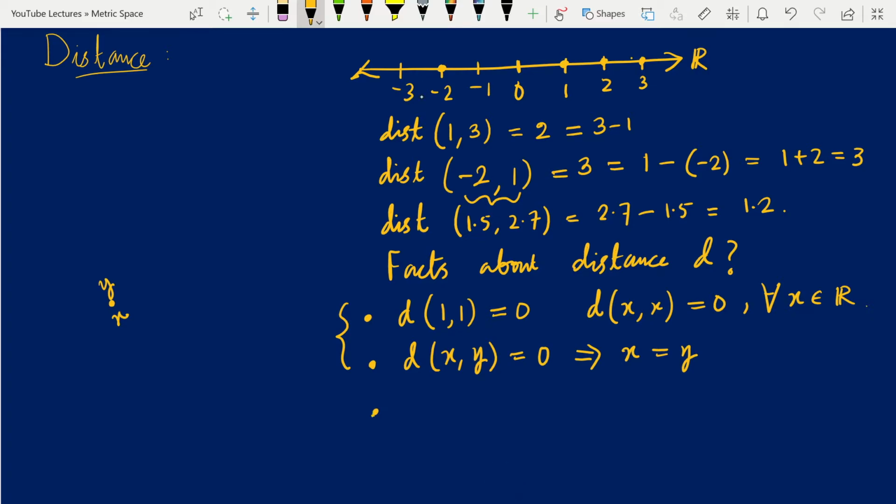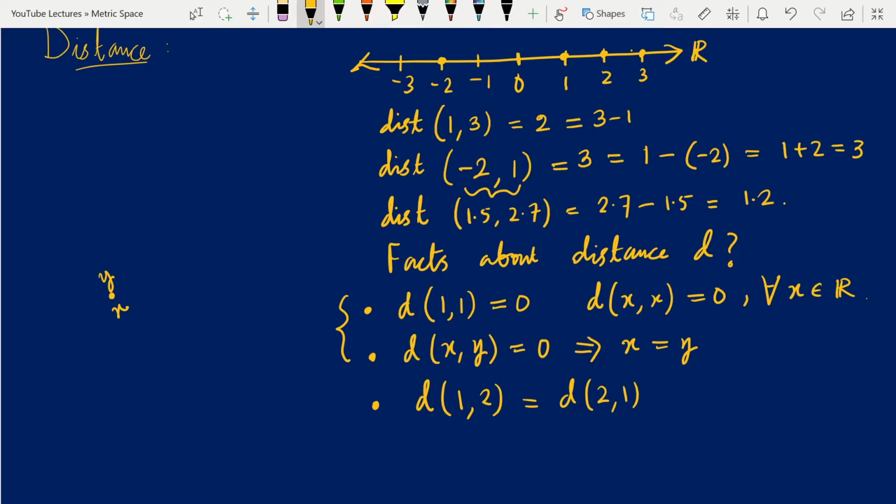You know, a very nice fact about real numbers is this: the distance between 1 and 2 is the same as the distance between 2 and 1. This is very easy. What is the distance between 1 and 2? It is 1. And what is the distance between 2 and 1? It is again 1. So this should be true for all real numbers.